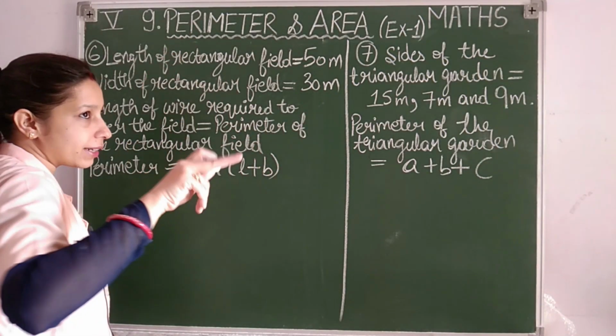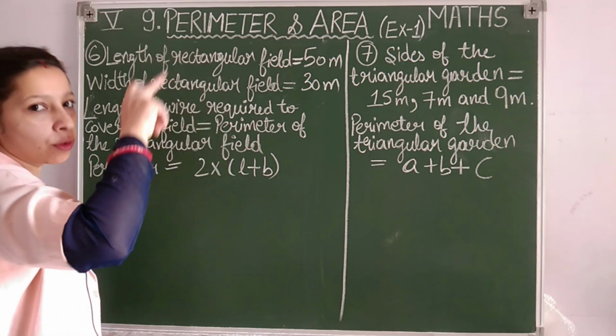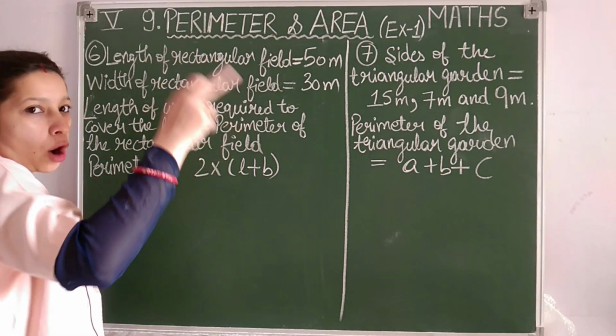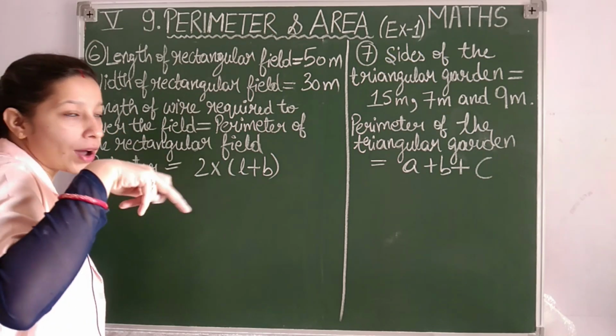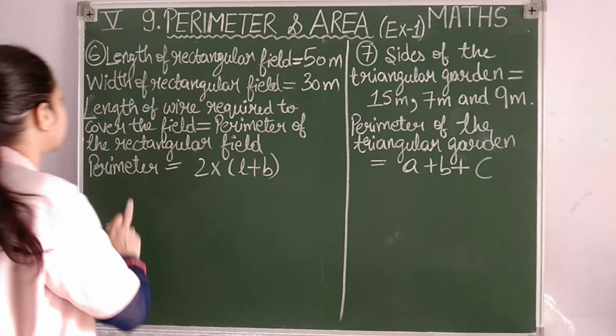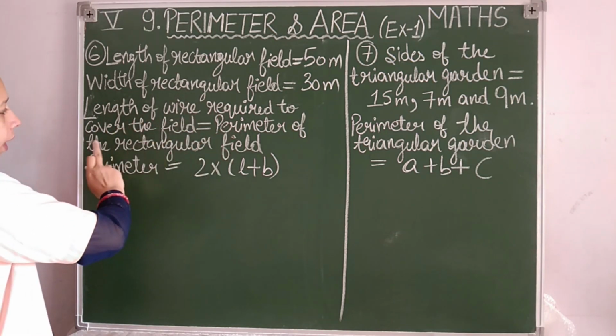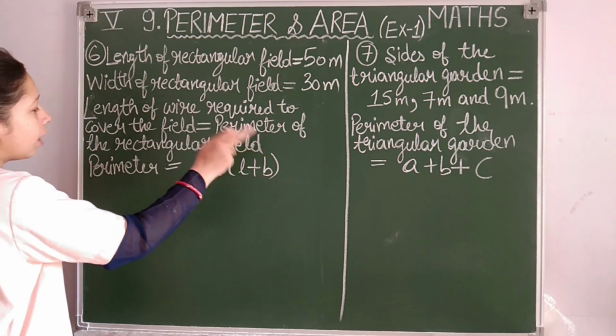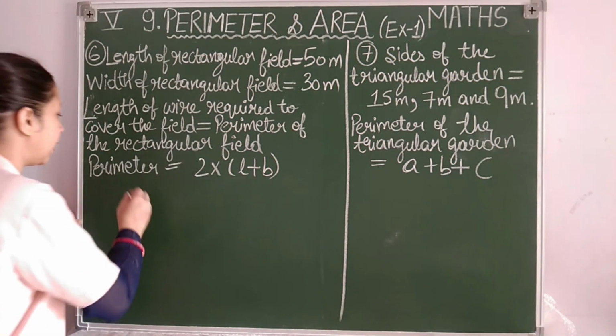Now if the field is in rectangular shape, you want to cover it with wire. That means you will put the wire all around it. So finding the measurement of all around the rectangular field, again you are going to calculate the perimeter. So I have written here length of wire required to cover the field is equals to perimeter of the rectangular field. Let us find out, students.